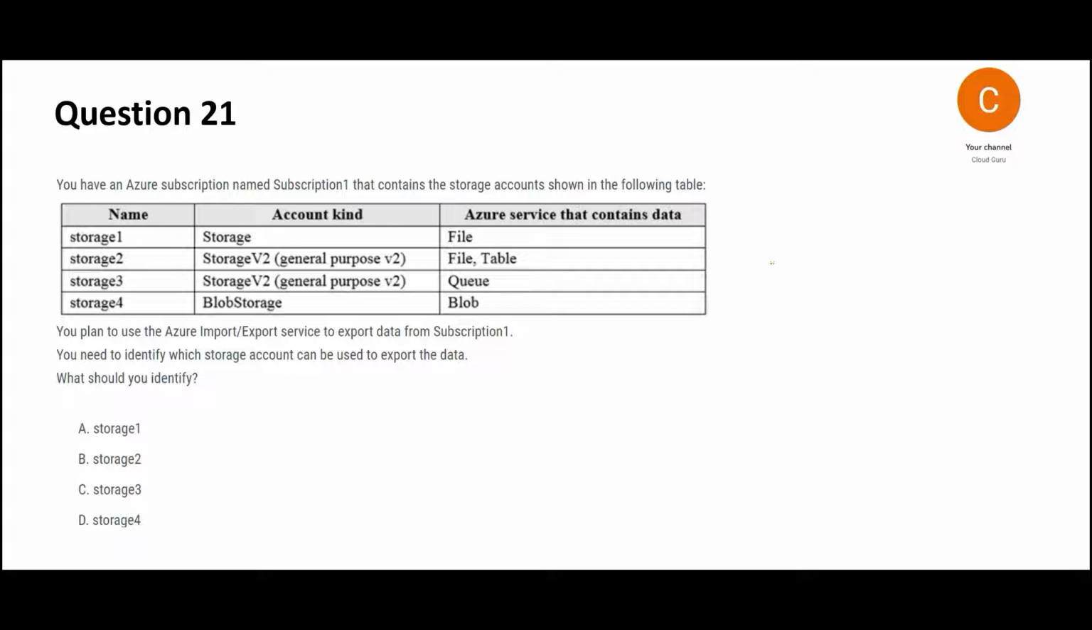So let us dip into the first question. You have an Azure subscription named subscription 1, and that contains storage accounts for the following storages. You plan to use the import export service to export data. Which data? You don't know. Whenever you don't know which data, is it a file, is it a table, is it a queue, you don't know. Blob is the default answer. So what should you identify? You should identify blob storage, that is storage 4. So this is my answer.